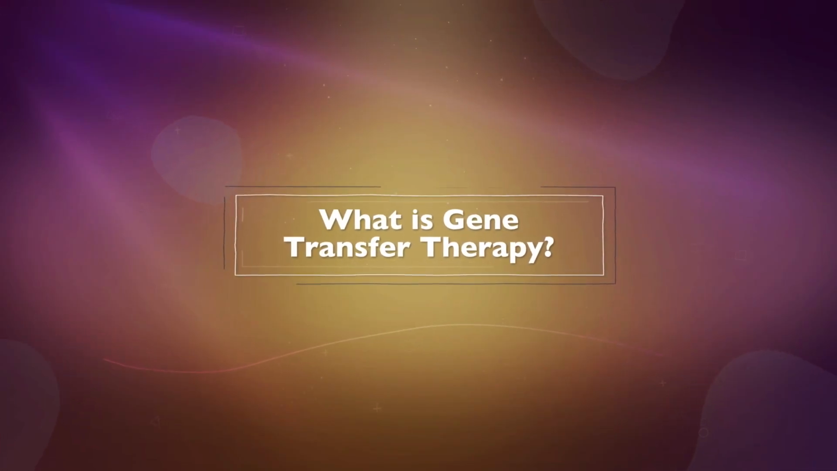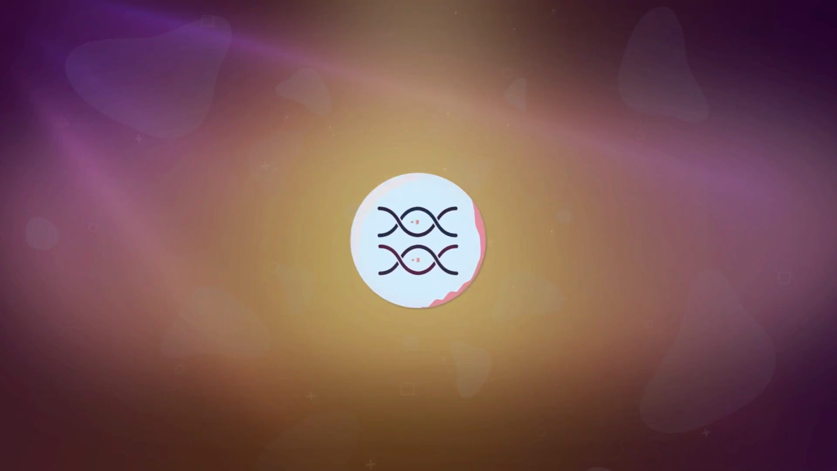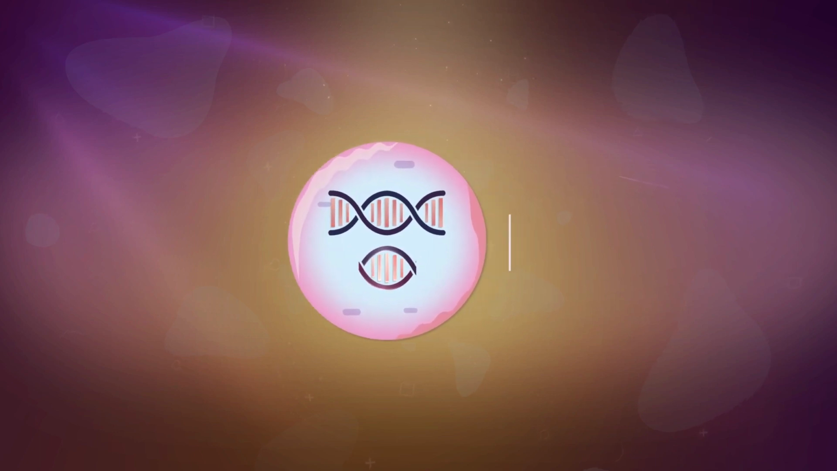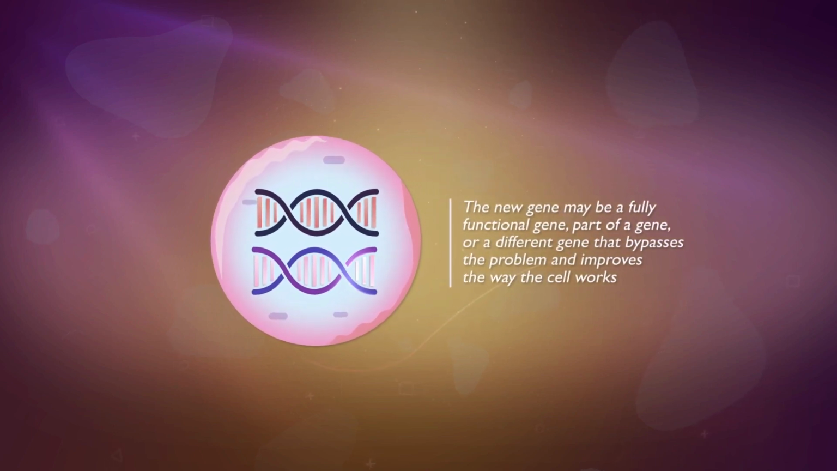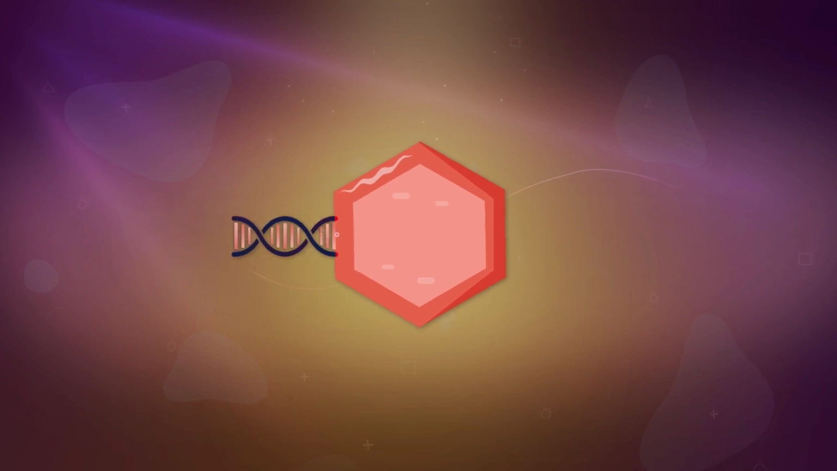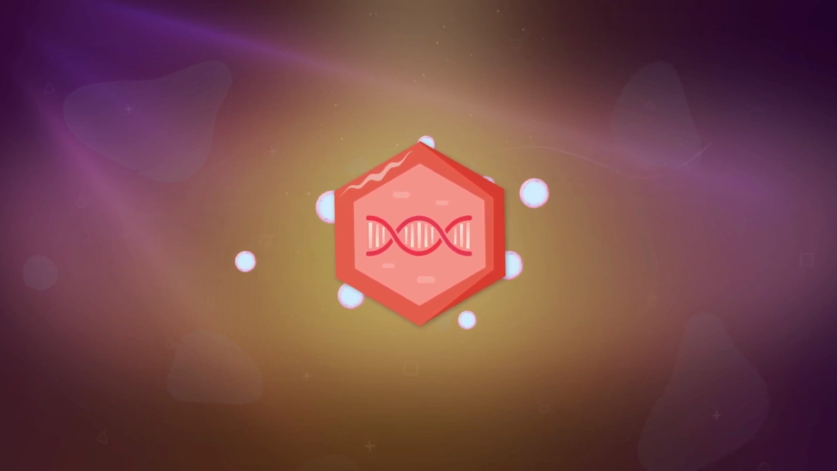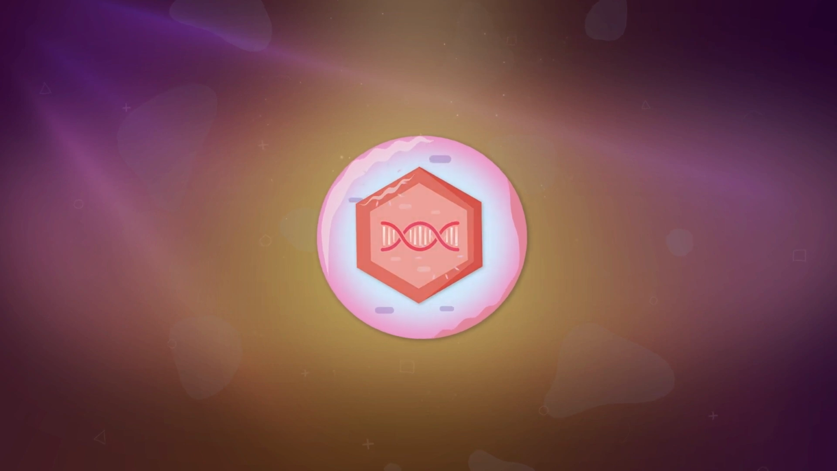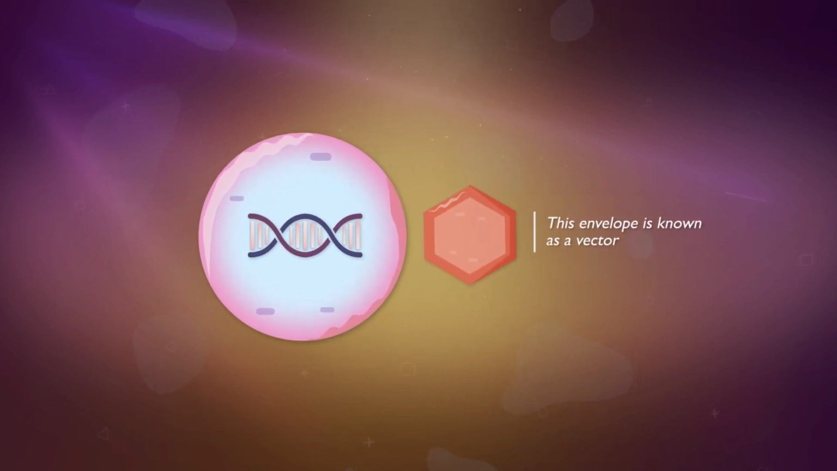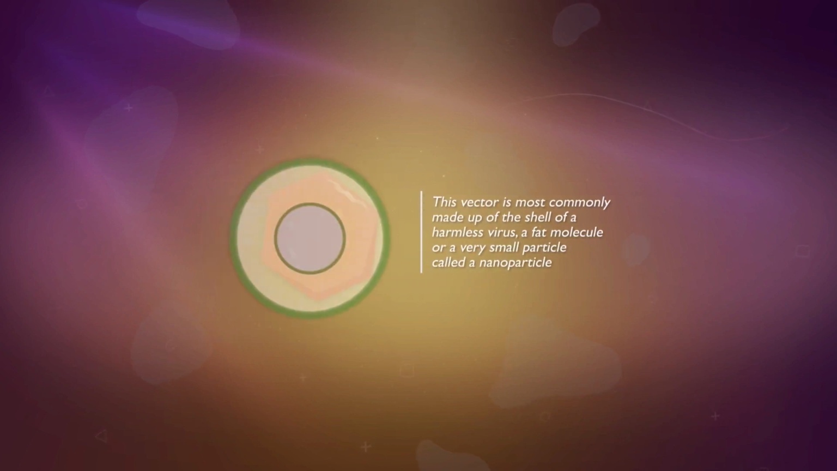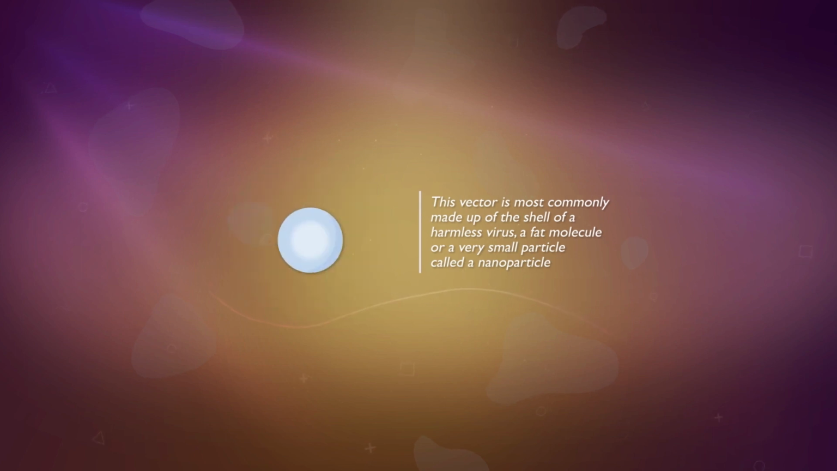Gene transfer therapy is a specific type of gene therapy that provides new DNA to certain cells. The new gene may be a fully functional gene, part of a gene, or a different gene that bypasses the problem and improves the way that the cell works. The delivery of genes to cells needs packaging, like using an envelope to post a letter. The envelope stops the message from getting destroyed and takes it to the right address. In gene transfer therapies, this envelope is known as a vector and is most commonly made up of the shell of a harmless virus, a fat molecule, or a very small particle called a nanoparticle.